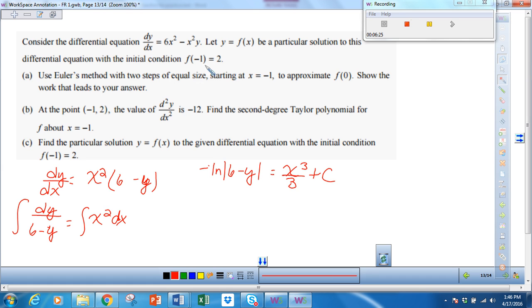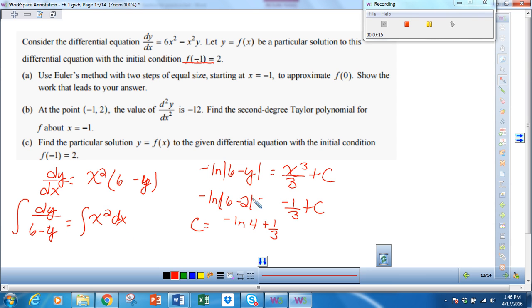And we find c by using our initial condition. When x is -1, y is 2. So this would be the negative natural log of 6 minus 2 is equal to -1/3 plus c. So c is equal to the negative natural log of 4 plus 1/3. I know that's a little awkward, but that's what it's equal to.